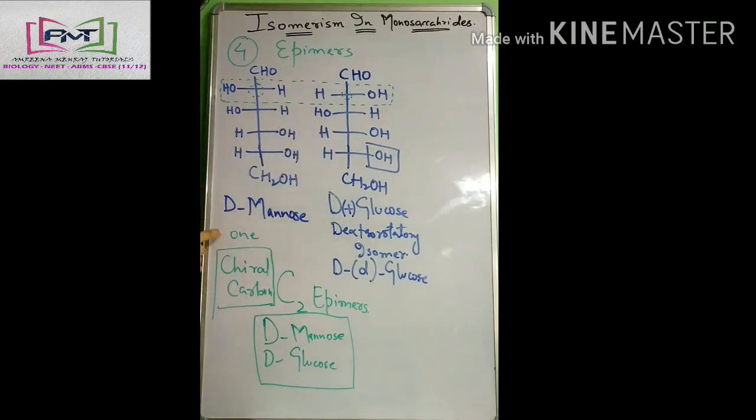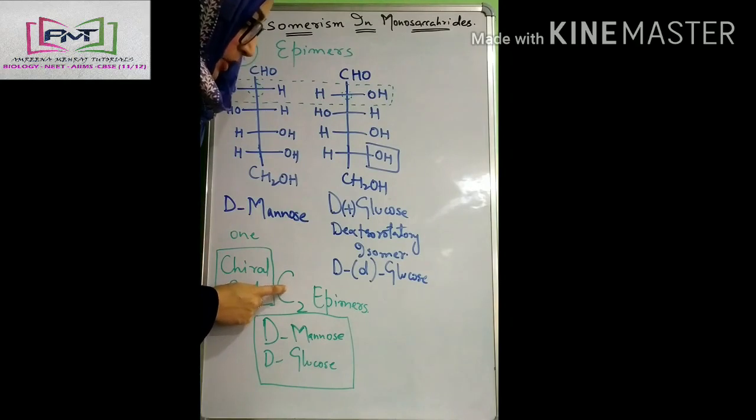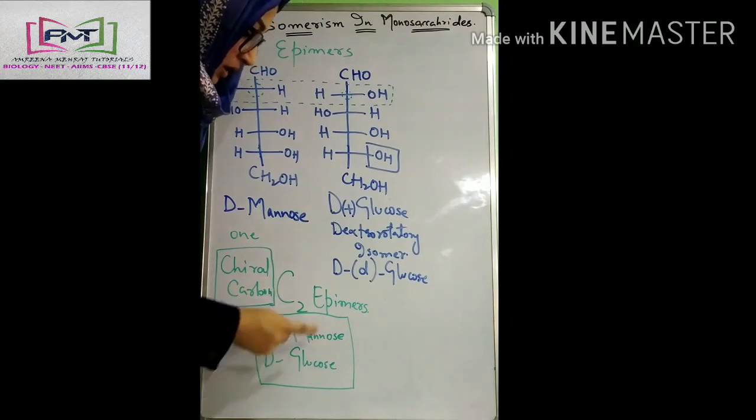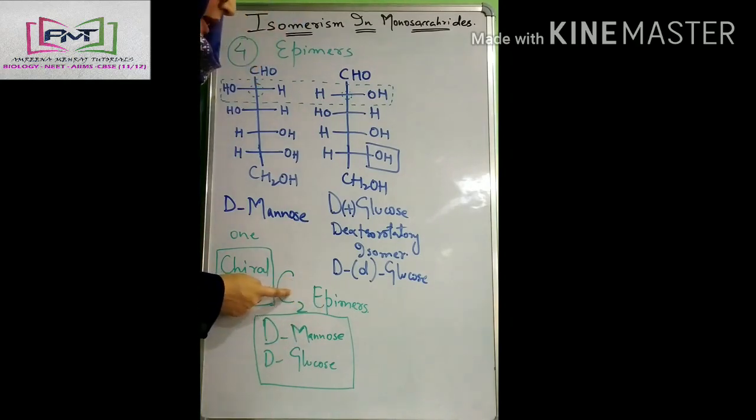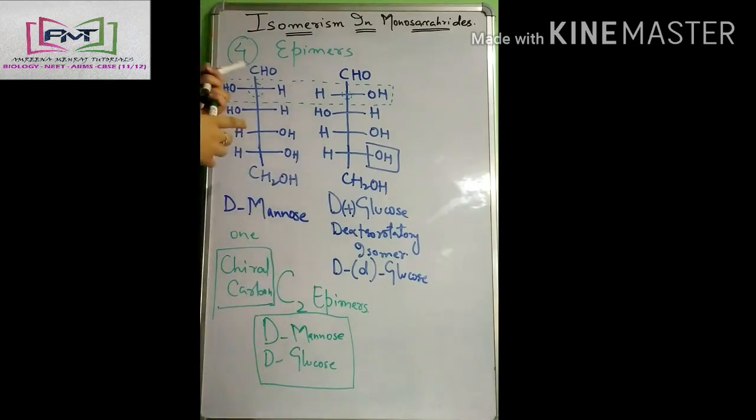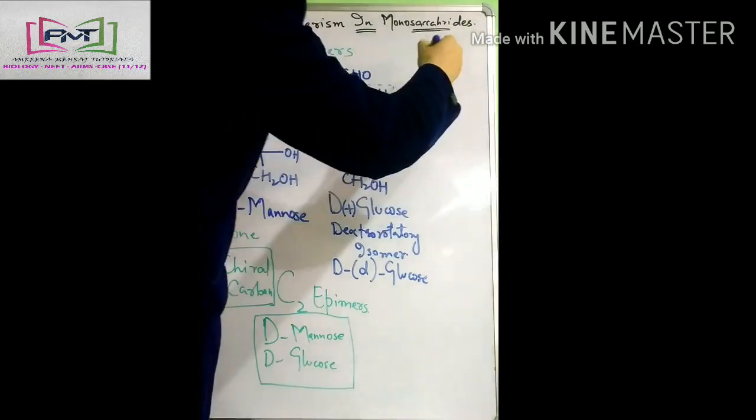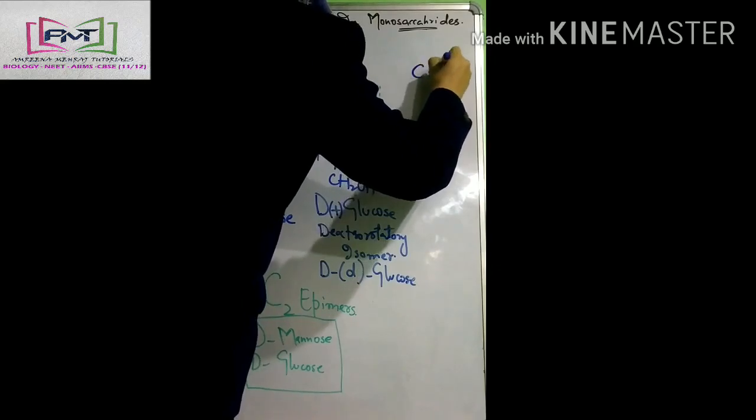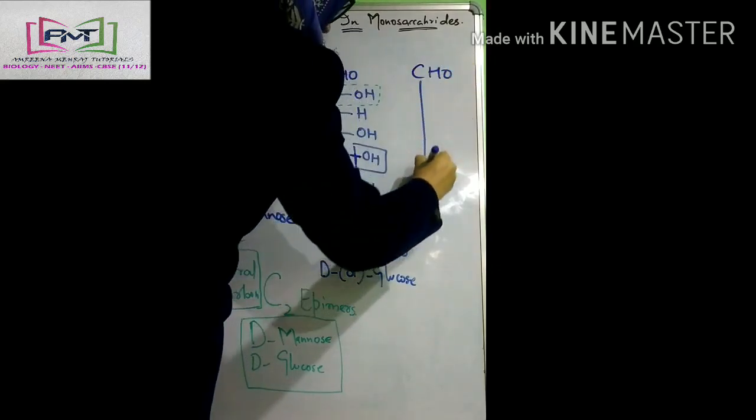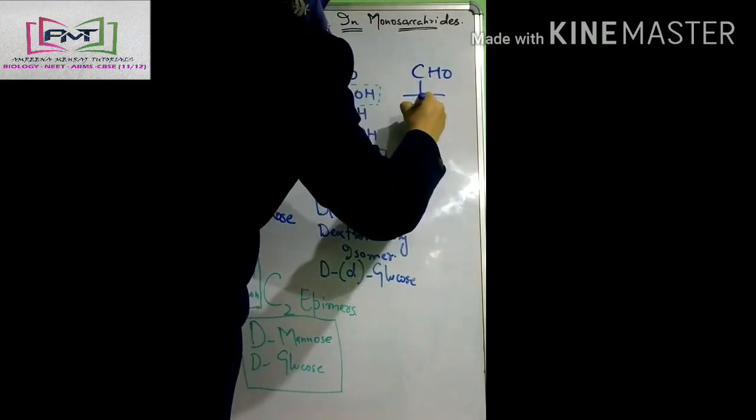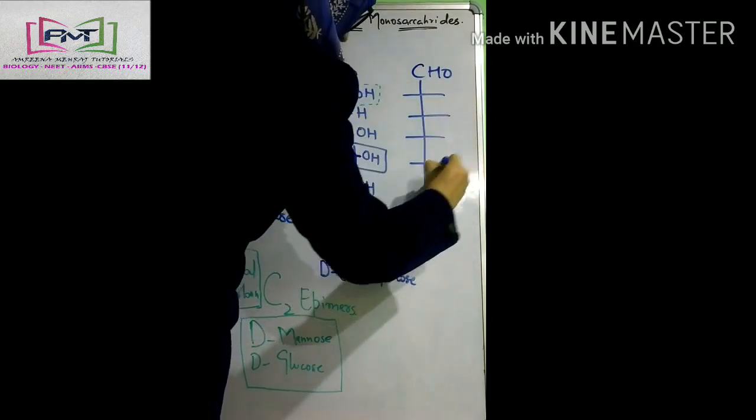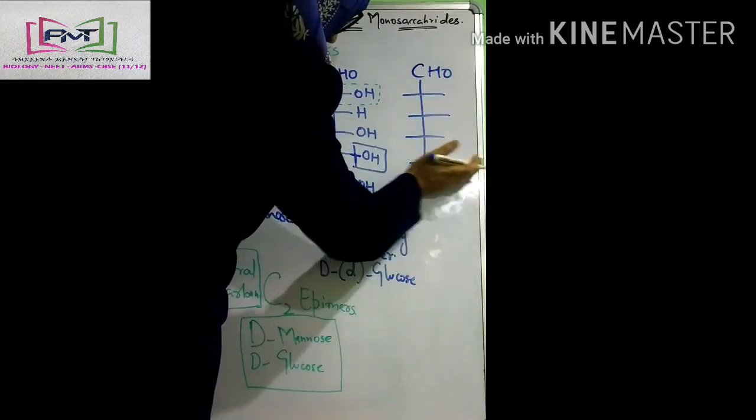And here, since the difference lies at which carbon? Carbon number 2. So we say D-mannose and D-glucose are epimers, but which type of epimers? C2 epimers. Now, still, if you have doubt, let me make one more compound. So CHO, then I'll go like this, then again, quickly. Okay, so you got so much of the practice.